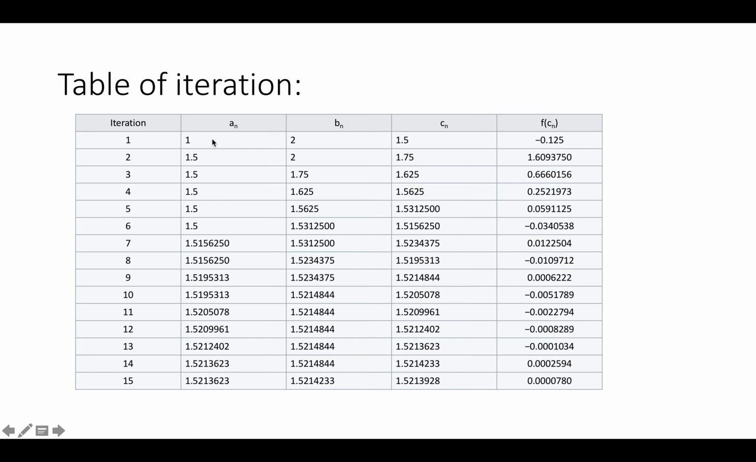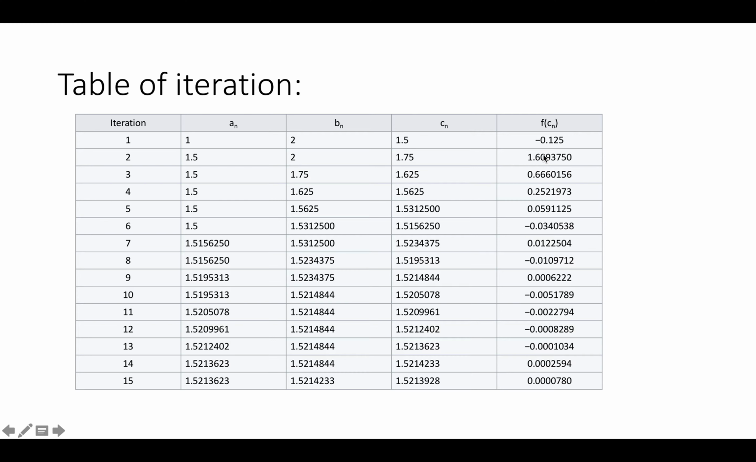So we are clear that the value of the function at A was negative and at B was positive in this example, in the first iteration. The middle point was 1.5 and the value of the function at this middle point was negative. So we have to replace this 1 with 1.5. So now the new value of A becomes 1.5 and B is as it is. In the second iteration, we calculate the value of C, the middle point of this interval 1.5 and 2. So it is 1.75.